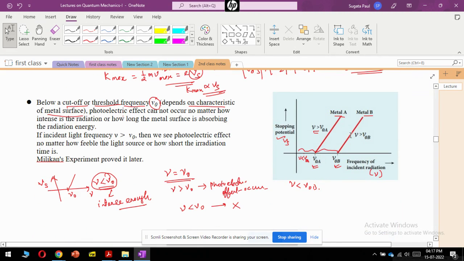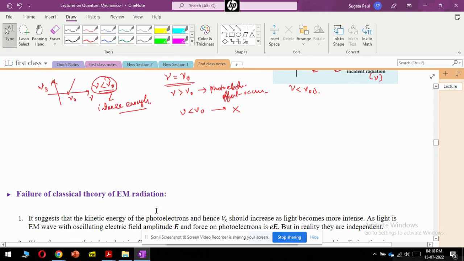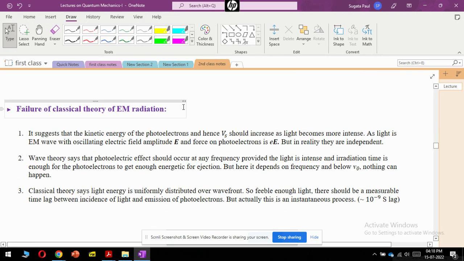And the third important observation is that there is always a cutoff frequency that depends solely on the characteristic of the metal we are using, and if we are below that frequency we will not see any photoelectric effect even if we have an intense enough light source. But if we are greater than this nu naught or cutoff frequency, then we can see the photoelectric effect even if our light source is feeble or we have used a very small time to illuminate the surface. So these are the observations, and now we move on to why this experiment showed the failure of classical theory, why it cannot be explained using Maxwell's classical theory of electromagnetic radiation.